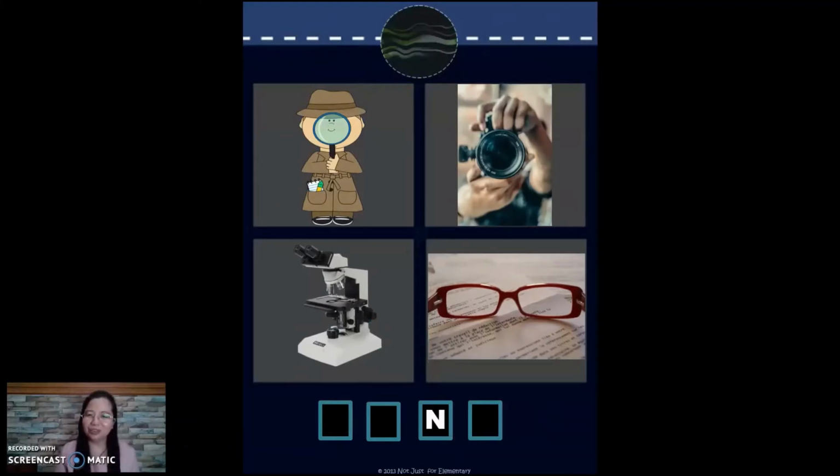You have another set of pictures there. You have a magnifying glass or lens here. You have a camera. You have eyeglasses like mine. I also have one, and I'm wearing my eyeglasses. And then you have here a microscope. What do you think is common among these pictures? I'll give you 5 seconds and it starts now.